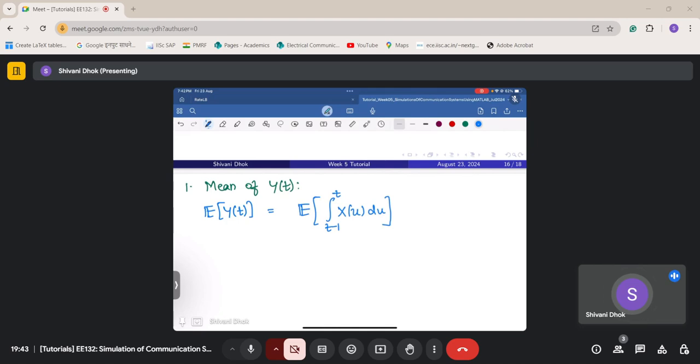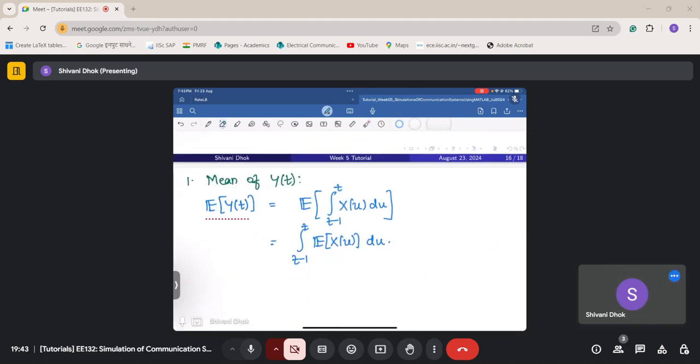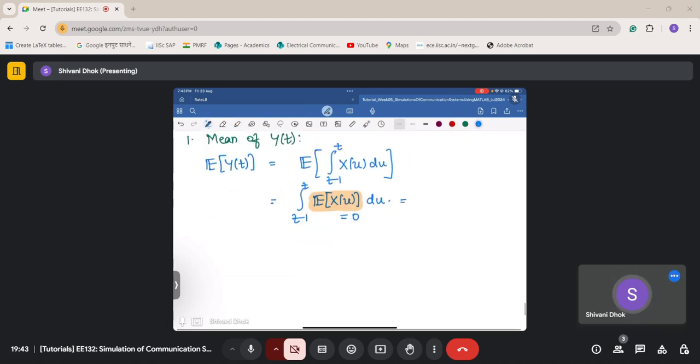Now we can apply linearity of expectation again. Then we'll have integral t minus 1 to t of expectation of x of u into du. Now what is expectation of x of u? It is given to us to be equal to 0, since this is a white sense stationary process with 0 mean. So this is equal to integral t minus 1 to t of 0 du. This comes out to be equal to 0. So the mean of this random process yt is again equal to 0. So we now have the mean.